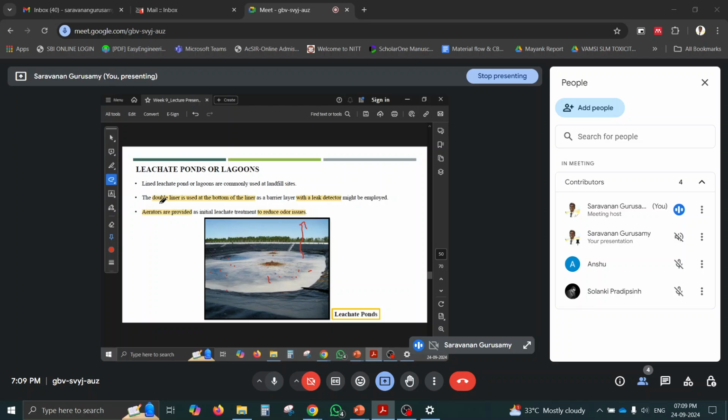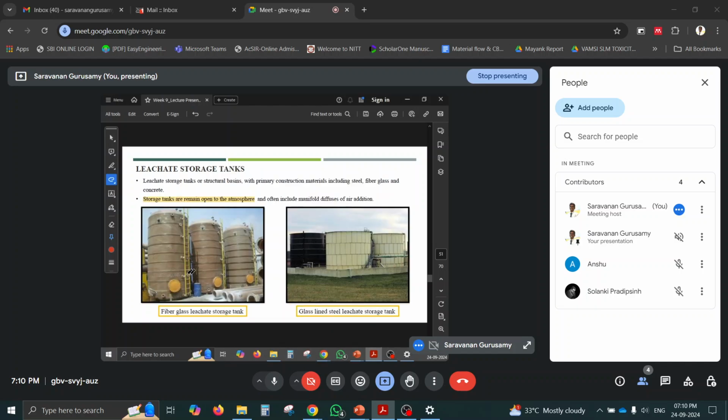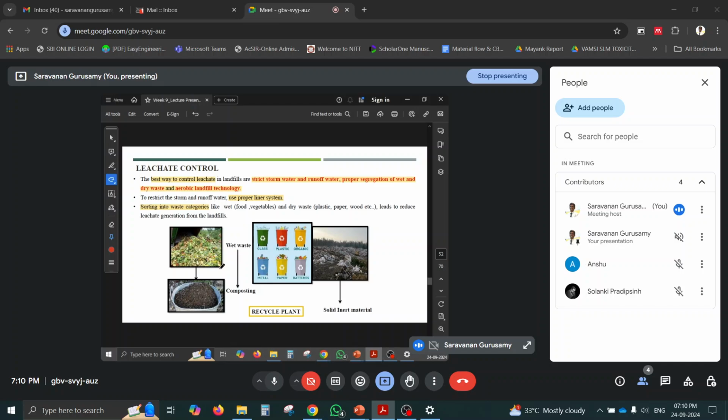Okay, so a double layer liner is required here. Same as the landfill, for the pond and lagoon also we need to have a double layer liner, so that the collected leachate will not percolate into the groundwater, and a barrier liner with leak detectors. Then aerators are provided to reduce the odor issue. These are the leachate storage tanks. If you are going to construct a leachate treatment facility, we can store it in a leachate storage tank. Okay, it will remain open to the atmosphere. Otherwise, due to anaerobic digestion and methane production, it will burst.